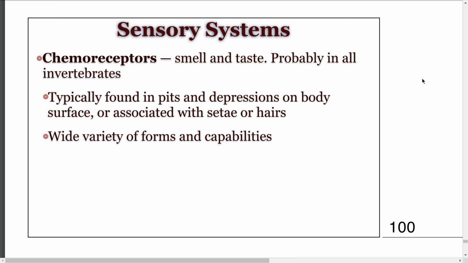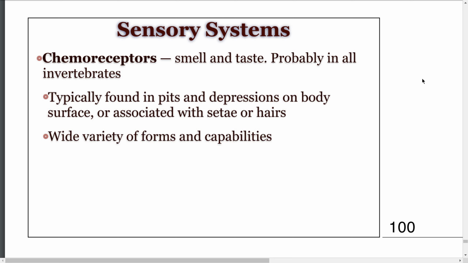Again, the head is more likely. If you're a bilaterally symmetric animal, you're more likely to have those receptors on the front. But they can be kind of anywhere. They're commonly found in pits and depressions in the body. So if you look under a scanning electron microscope and see little pits, that's a good chance that it might be chemoreceptors at the bottom of that pit, picking up chemicals. They often also may be associated with setae, bristles, or hair-like structures, that can also be lined with chemoreceptors as well.